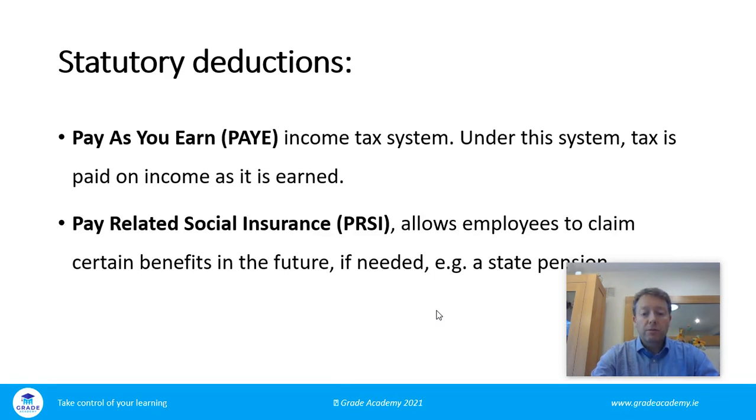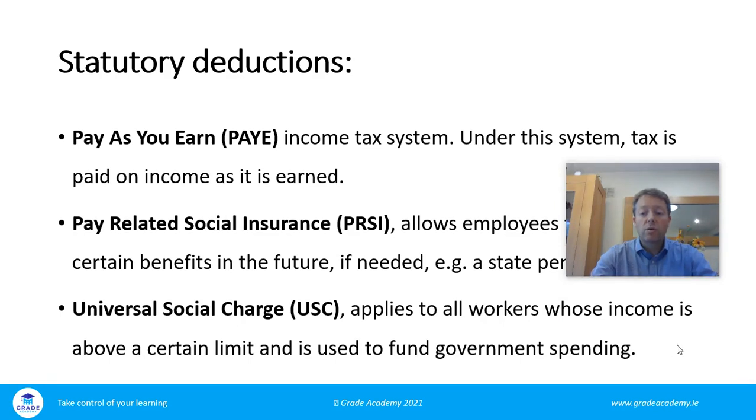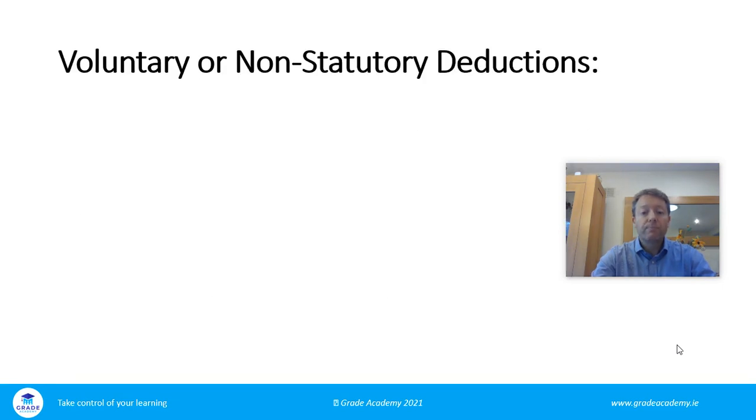Pay-related social insurance, PRSI for short, allows employees to claim certain benefits in the future if needed, for example, a state pension. So throughout your working life, you pay pay-related social insurance, and then when you retire, you can claim some money back. Universal social charge applies to all workers whose income is above a certain limit, and it is used to fund government spending.